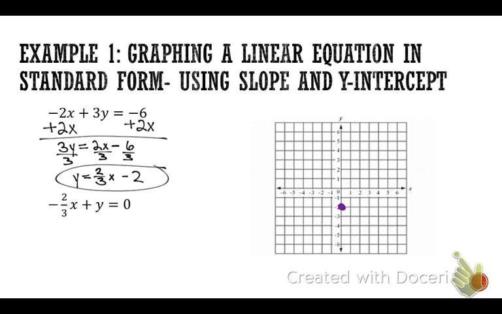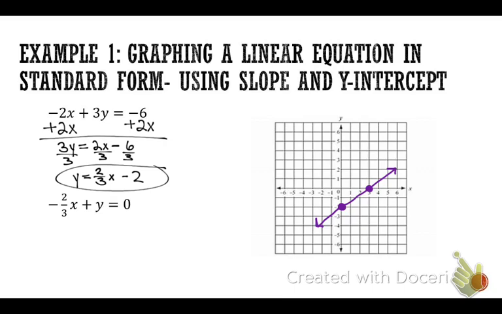But how do I know where to go from here? How do I know if I'm going up or down? How many to the right? What tells me where I go from this point? Zach? The rise over the run, my slope. The number that's connected to x. 2 is my rise because it's positive. I go up 2 and right 3. Up 2, right 3, plot my point, draw my line, and I'm done.